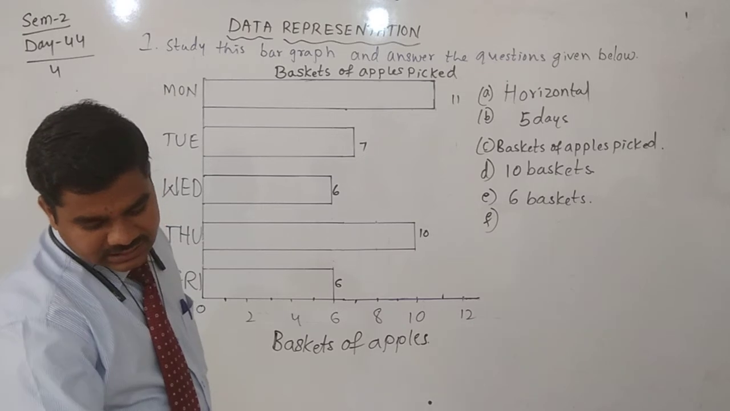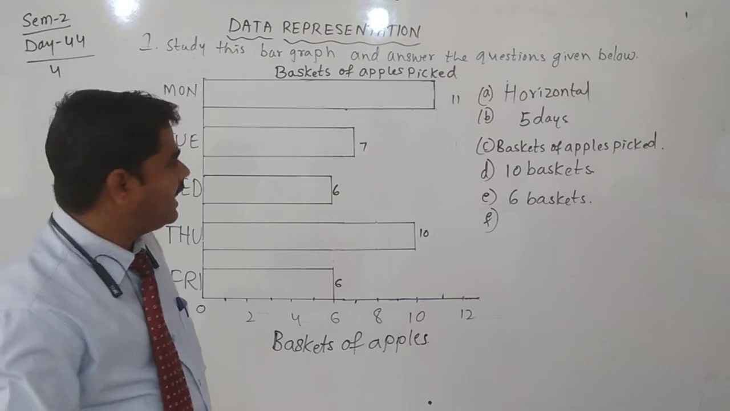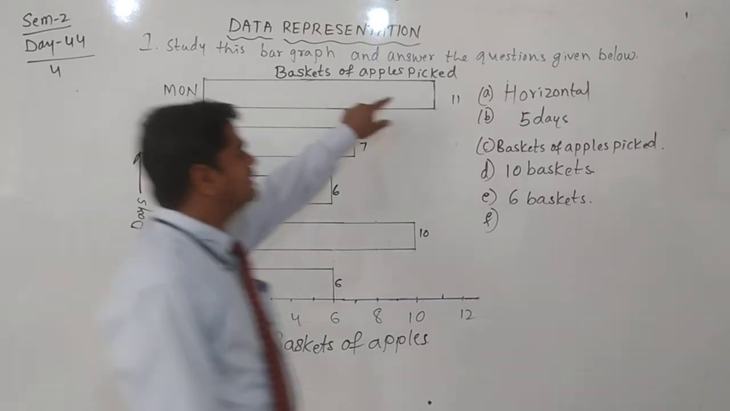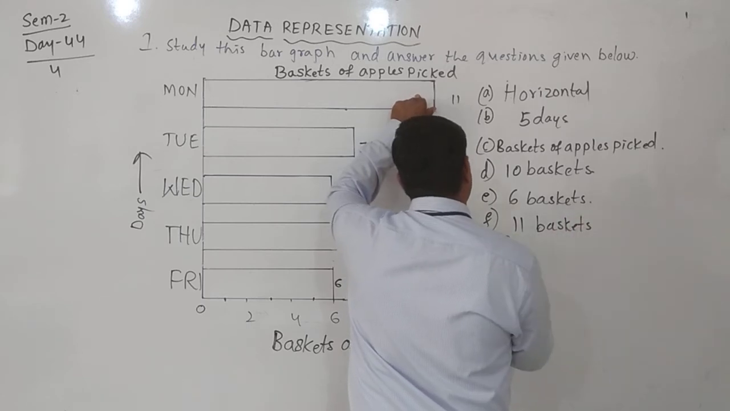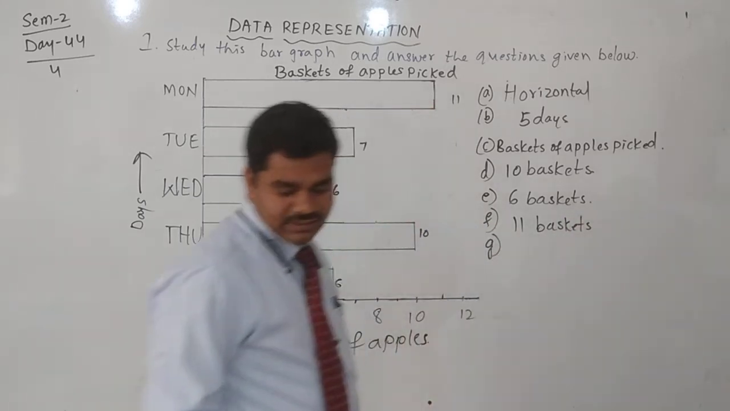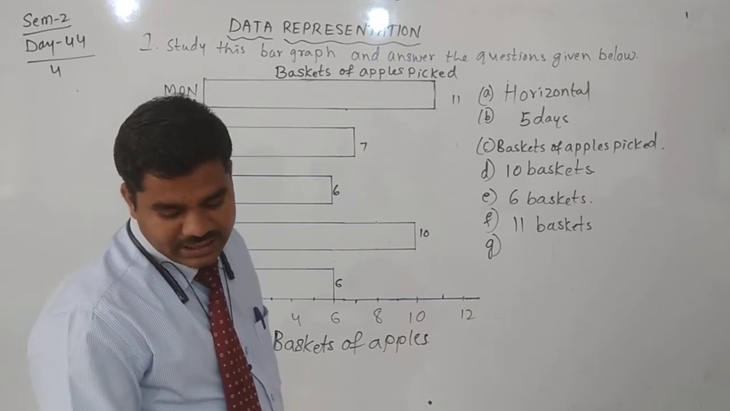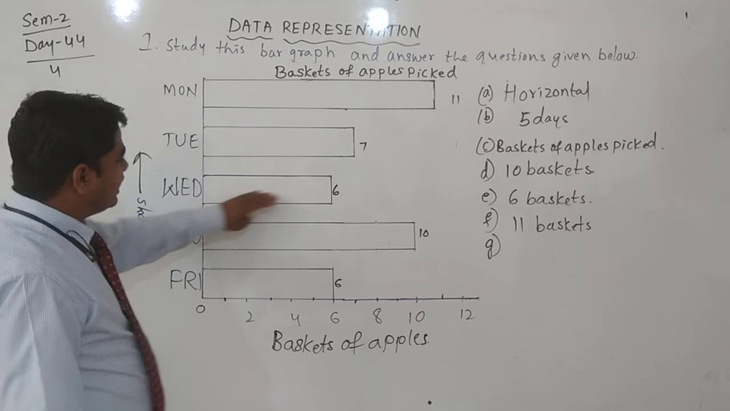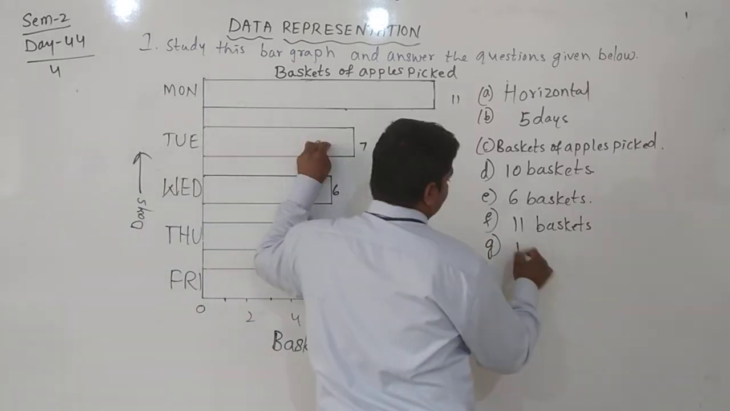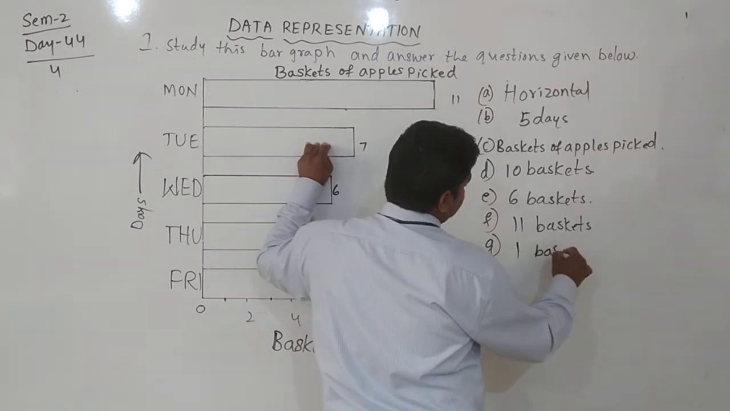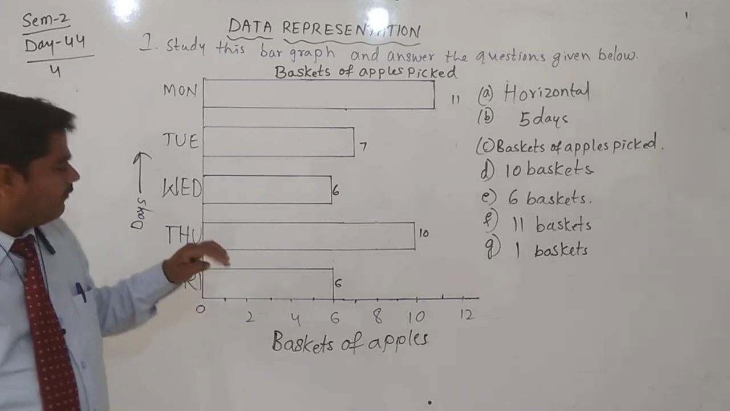Yes. Next, F question: how many baskets of apples were picked on Monday? 11 baskets. You can write 11 baskets of apples were picked on Monday. G question, very simple: how many more baskets were picked on Tuesday than Wednesday? Wednesday 6, Tuesday 7. 7 minus 6 is 1 basket. One more basket is picked on Tuesday than Wednesday.